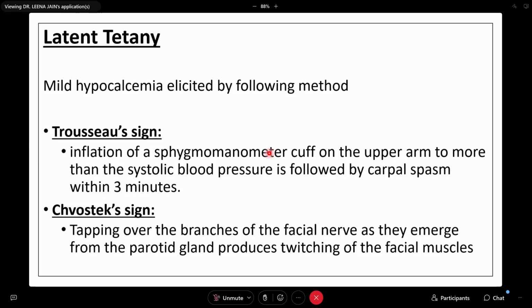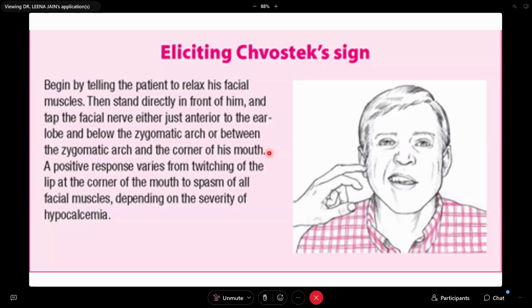Chvostek's sign also: when you tap over the branches of the facial nerve as they arise from the parotid gland, it causes twitching of the facial muscles. Okay, this is the method of eliciting it. You just tap on the branches of the facial nerve. You have to know the surface marking of all the peripheral branches of the nerves, and at the exiting point from the parotid, you tap the nerve, and there will be constant twitching. That is called Chvostek's sign, and that will be positive in cases of overt hypocalcemia.